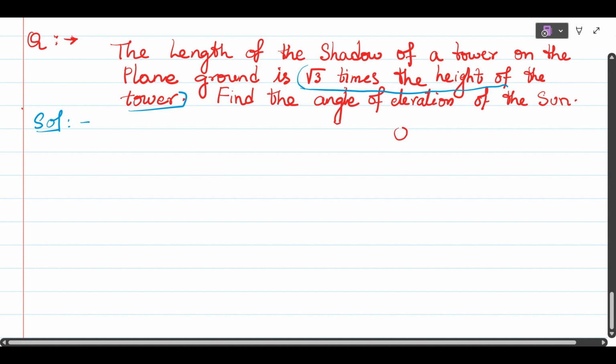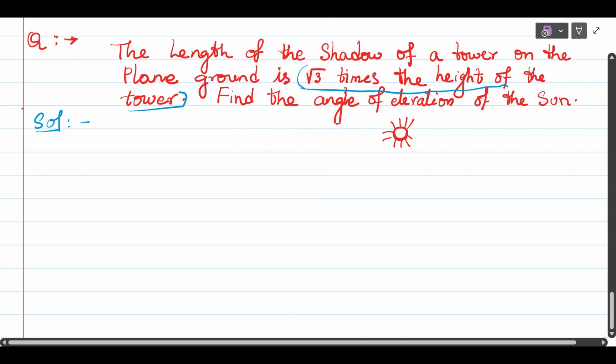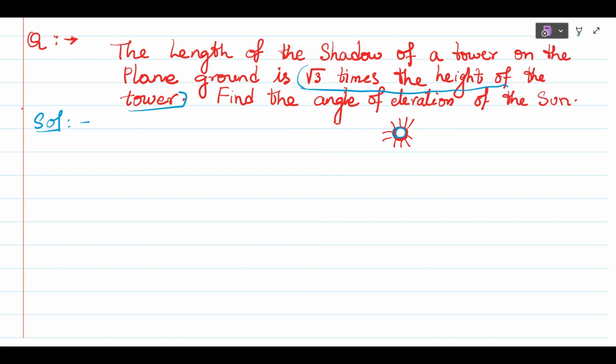Suppose here there is a sun. And now there is a tower here, and this is the ground. Let us mark these points as A, B, C. Now AB is equal to the height of the tower and BC is the shadow of the tower.